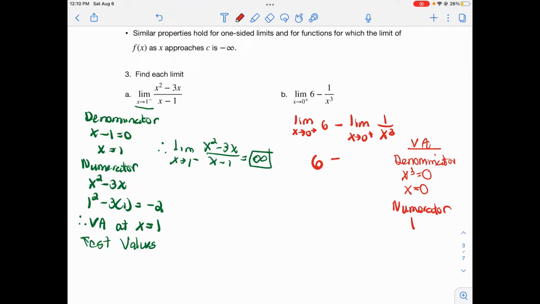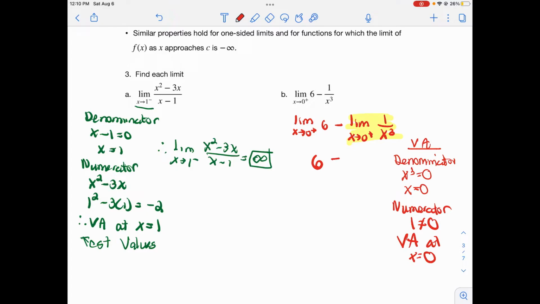I don't have anywhere to plug in 0 in there. That's okay. My numerator is not equal to 0. So I do have a vertical asymptote. So here's an example where we do have a vertical asymptote at x equals 0. So we know this limit here is going to be either infinity or negative infinity. We've got to figure out which one.